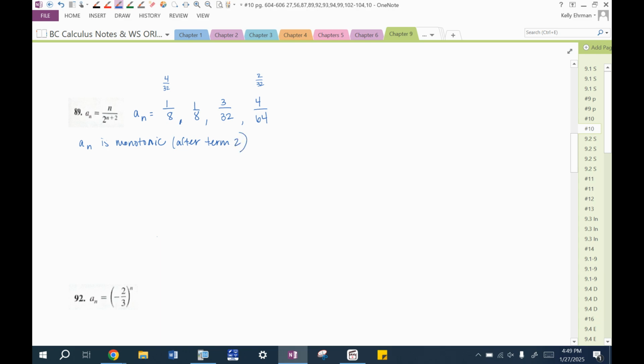And then there is a bound here too. So this is a decreasing sequence. The terms are getting smaller. So I want to look at the lower bound. So the limit as n approaches infinity of n over 2 to the n plus 2. A linear over an exponential is definitely going to come out to 0. And so that is the lower bound.